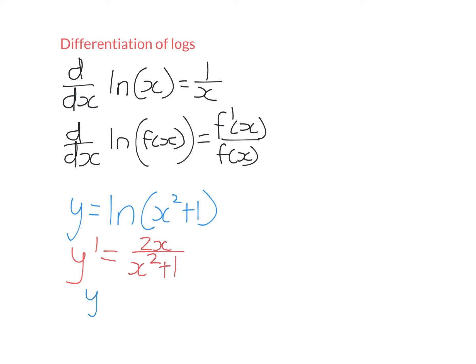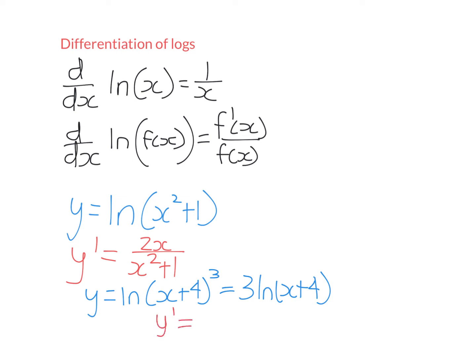What about if I wanted to differentiate the natural log of (x plus 4) cubed? Well, remember, I can use the log laws to move the 3 to the front. This is just 3 ln(x plus 4). So I'm going to differentiate this and just multiply it by 3. So the derivative of natural log of x plus 4, I'm going to put the x plus 4 on the bottom, and I'm going to put its derivative on top. The derivative of x plus 4 is 1, and then multiplying that by 3, I just get 3 over x plus 4. And I'm done.